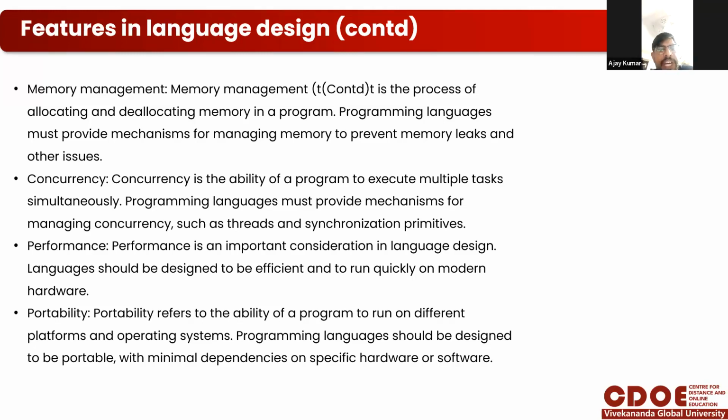Concurrency. Concurrency is the ability of a program to execute multiple tasks simultaneously. A programming language must provide mechanisms for managing concurrency such as threads and synchronization primitives. Concurrency means when you write a code, you run a code, you open any code, at that time it's not lagging. You click on that code, but it does not open properly and spends some time. So your program, your functioning, your website also lags from that problem. So we maintain concurrency and timing.